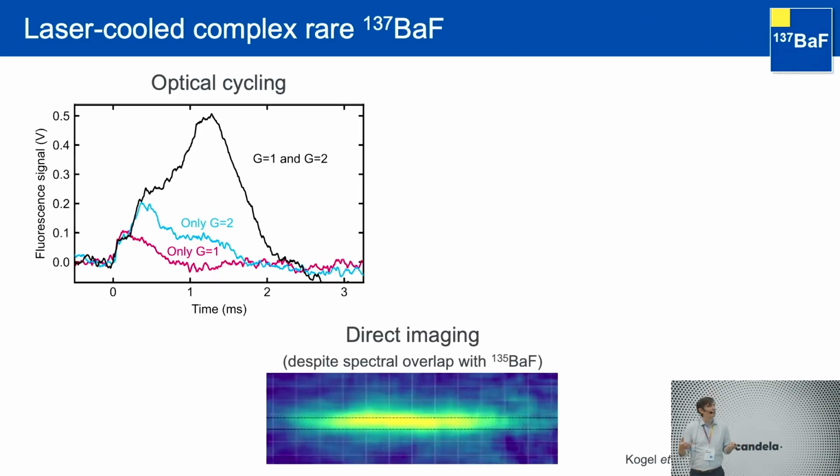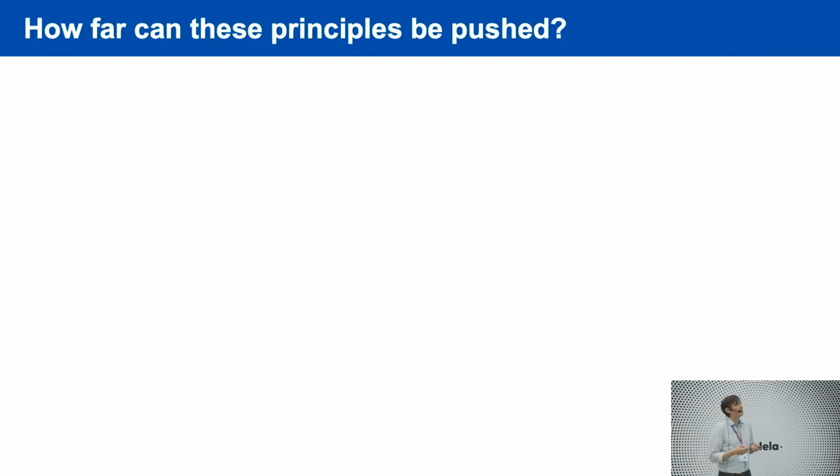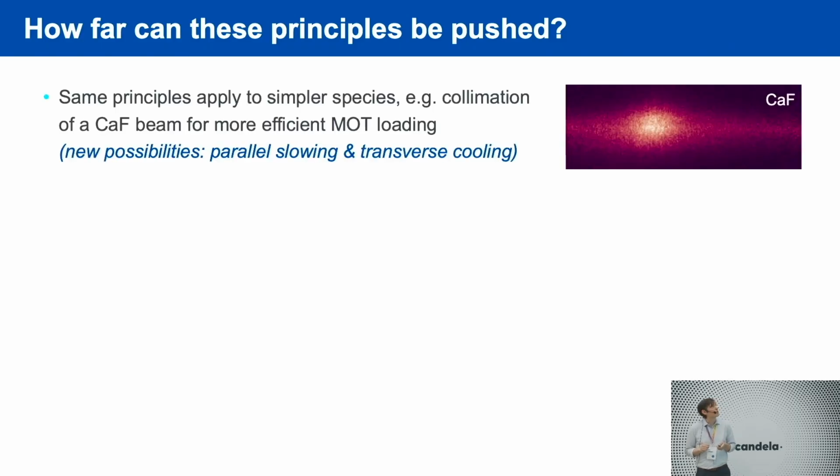You can then, based on this, have direct imaging of these rare isotopologues, despite there being a very, very strong overlap with other isotopologues. You know that it's just this one because the cycle is closed. And then you can also laser cool and do all the tricks like this. So that is great. The question is, how far can these principles be pushed?